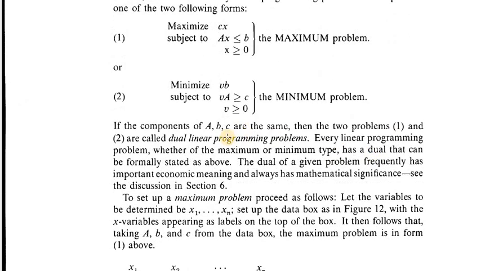Okay, and these two problems are called dual linear programming problems. If you have a maximization problem, you can find a dual minimization problem. And if you have a minimization problem, you can find a dual maximization problem.